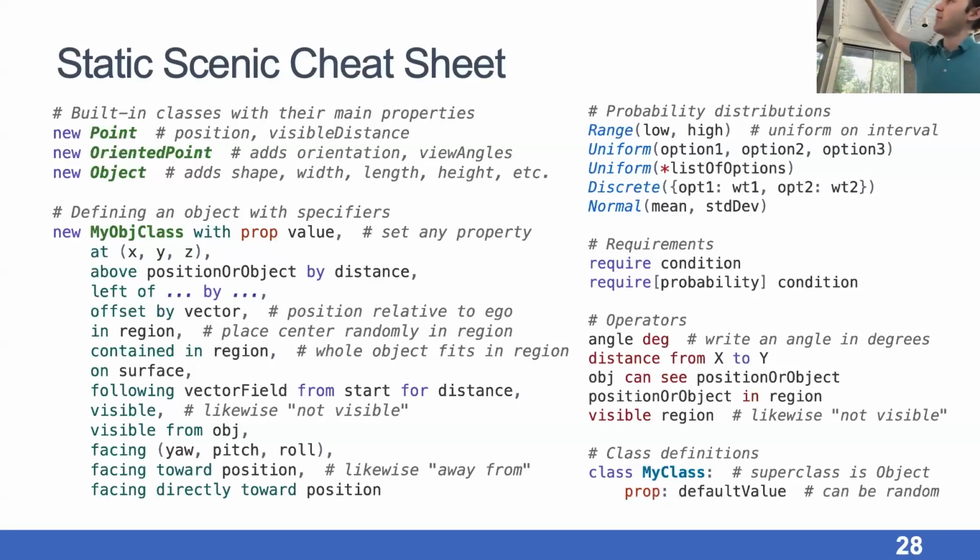In the top right, we have the probability distributions that are built into Scenic. One thing I forgot to mention earlier is you can use this require statement to impose declarative requirements on your program. So just like Scenic requires by default that objects cannot intersect each other, you can also add extra requirements using the require statement. So you could say, for instance, require that the distance from X to Y is at least 10, and Scenic will figure out how to ensure that. And then we have various operators that you can use, like the distance, etc. These are helpful in requirements. And then if you want to define your own classes, I've thrown that in the bottom here as well.